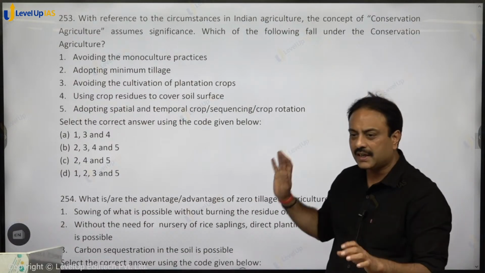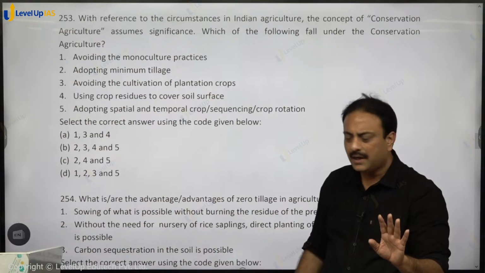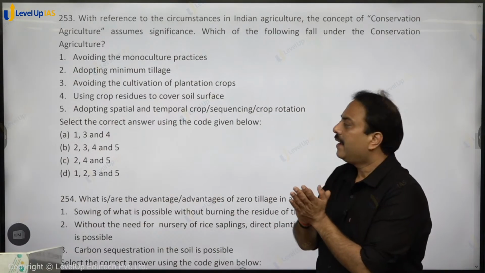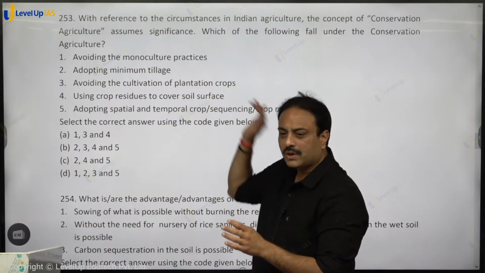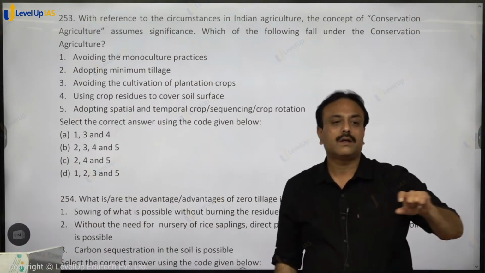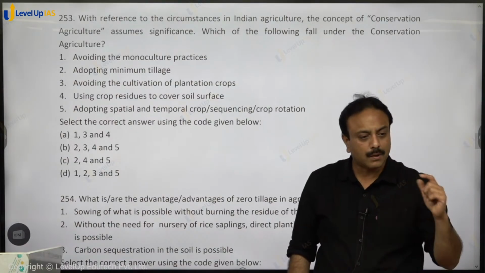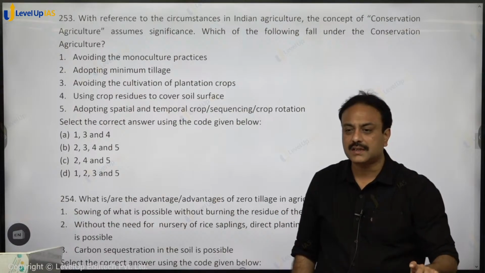That is conservation agriculture, nothing else is conservation agriculture. So have a look at the options given over here. It talks about avoiding monoculture practice. It talks about intercropping, rotation of crop, crop combination. It talks about all these things.